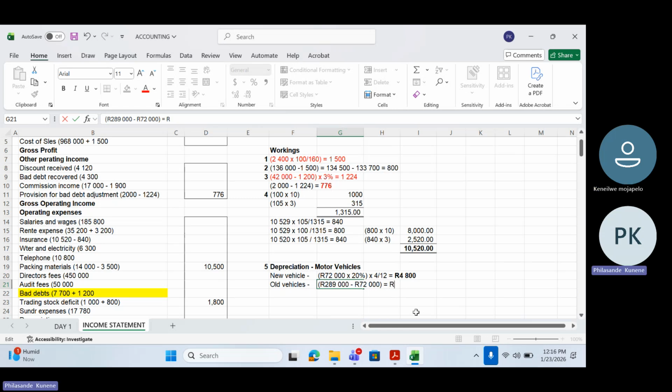217,000. So which means this is the cost price of the old motor vehicles. Am I right? Yeah. Then what are we going to do now? Then we're going to times it by 20%. Exactly. Multiply by 20%. So how much are we getting now? We have to apportion this one. Good. Sorry, come again. 43,400. So that is the depreciation. Do we have to apportion it?